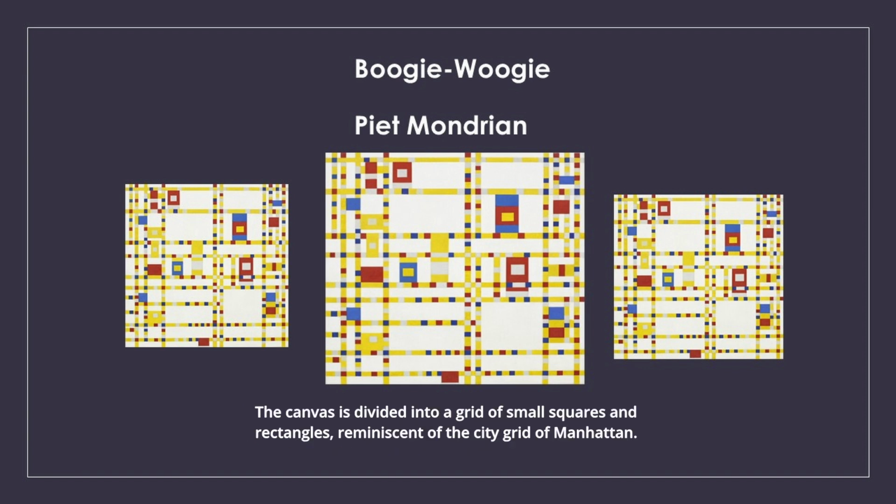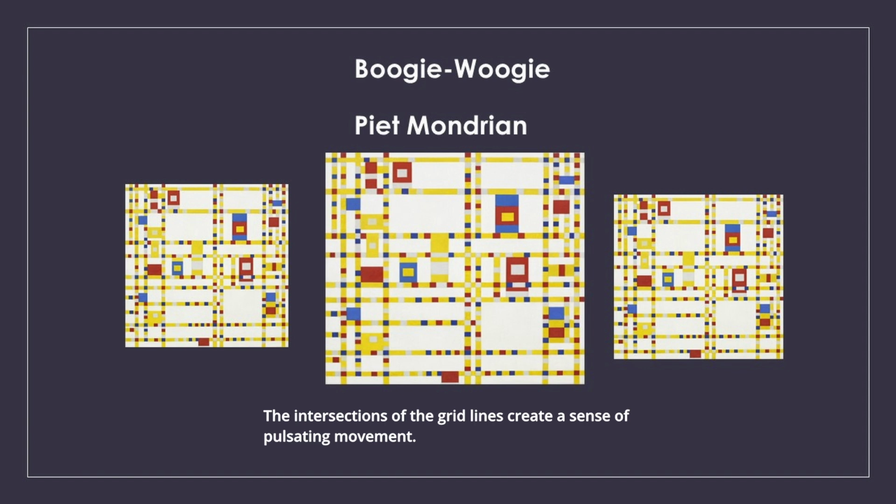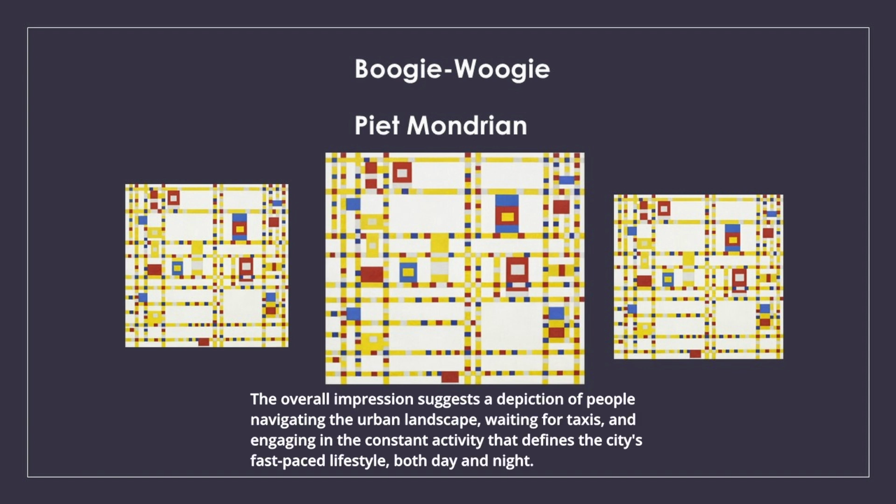The canvas is divided into a grid of small squares and rectangles, reminiscent of the city grid of Manhattan. The grid is not strictly uniform, as Mondrian adjusted the size of the squares to accommodate the rhythm he desired. The intersections of the grid lines create a sense of pulsating movement. The overall impression suggests a depiction of people navigating the urban landscape, waiting for taxis, and engaging in the constant activity that defines the city's fast-paced lifestyle, both day and night.